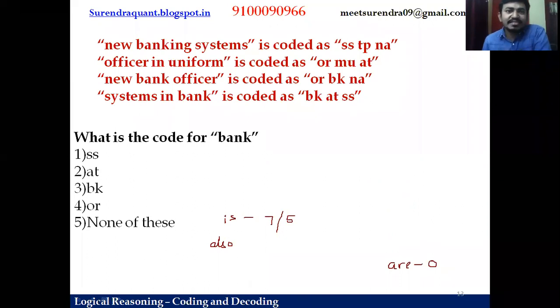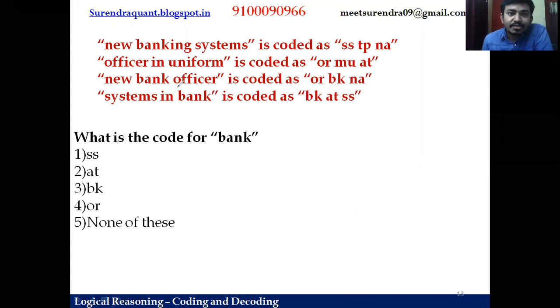Now let us do this. The same process, friends. Try to compare the common words. So here bank is common. Bank is common, so BK is there. So we can write bank as BK. Please solve the same process quickly.